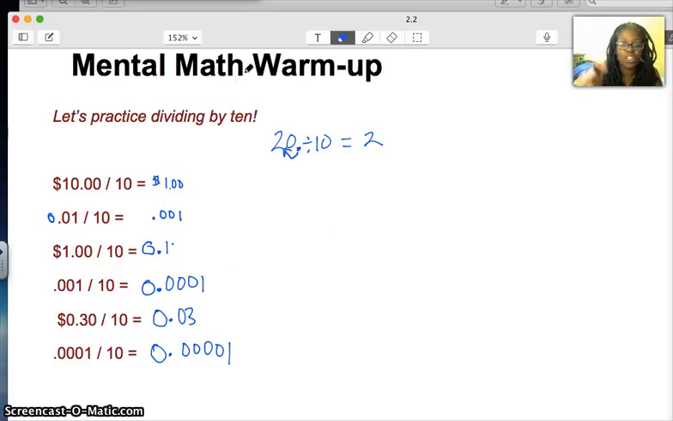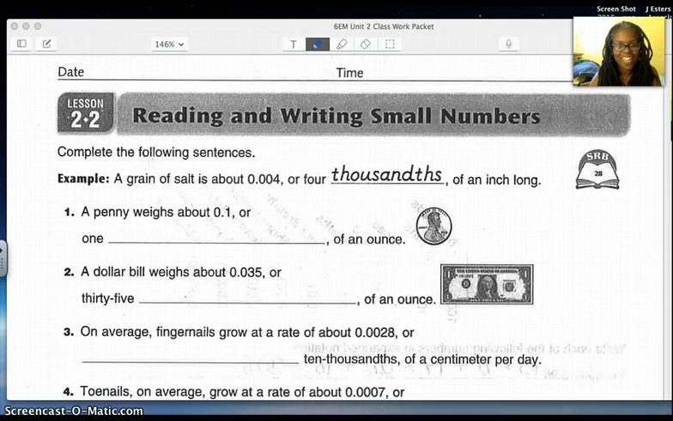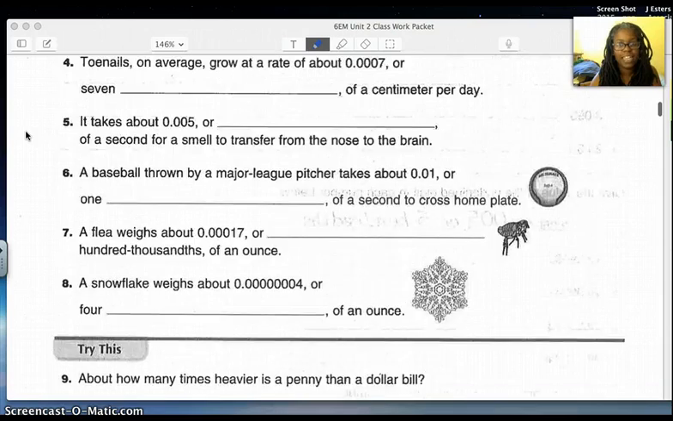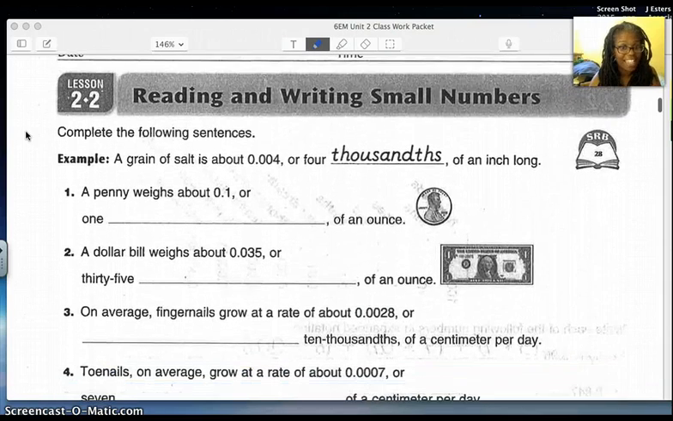All right, now that we've talked about that a little bit, I'm going to ask you to move on to your classwork packet, and do page 49, and we're going to look at it together in a moment. Right now we are looking at page 49. This is page 49, and this is in your classwork packet, so make sure you have that out. This is from lesson 2.2. What we're going to do here is read and write small numbers. Your assignment right now is to do pages 49 and 50.